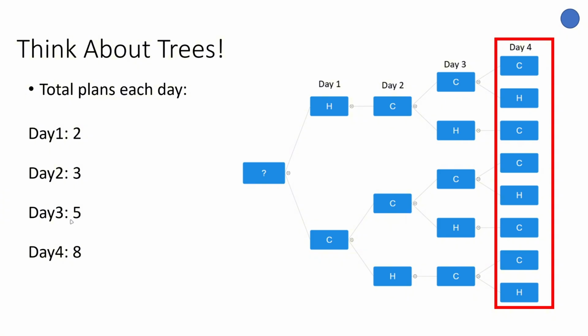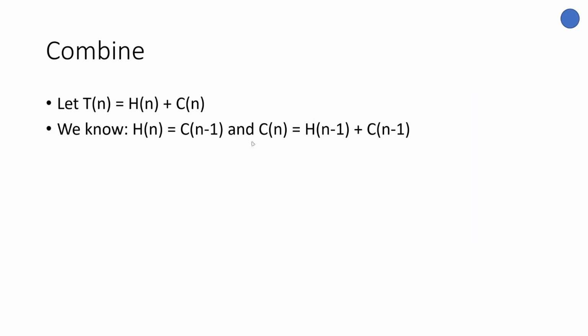And t of 3 will be 5, and t of 4 will be 8. Which is just the sum of these c's and h's. And we already know that the number of hams is the number of cheeses the day before, and the number of cheeses is the number of hams the day before plus the number of cheeses the day before. And we notice that in this definition, this h plus c is quite similar to our total function just the day before, as we're using n minus 1. So we can redefine c of n as being the total of the previous day.